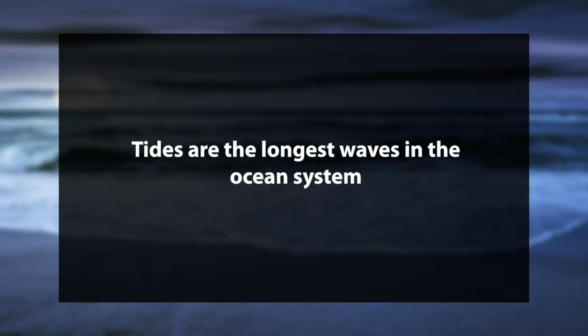For example, during a full moon and a new moon, high tides become higher and low tides become lower, because the gravitational pull of the moon and sun combine. Tides are the longest waves in the oceanic system.